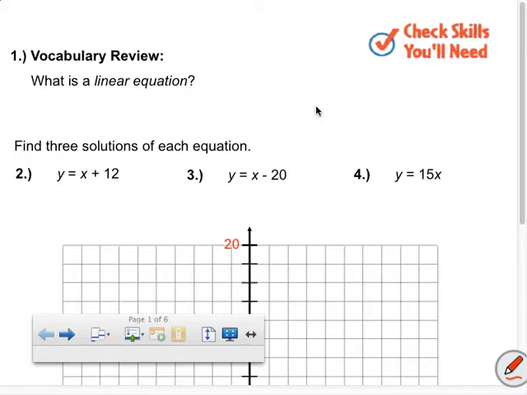Okay, so you're partially correct. It's an equation that you can plot on the coordinate plane, and the plot will give you a straight line. But when you say plot, what are we talking about? The points. So we're on the right track. You're talking about the points. So the points form the graph, but what are the points? Let's think about that.